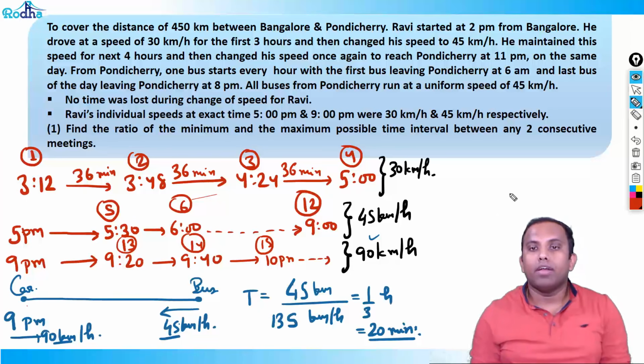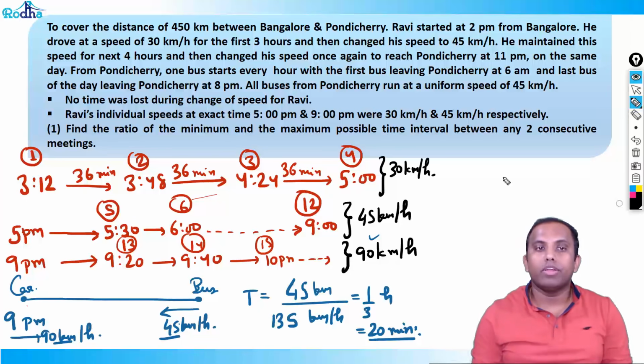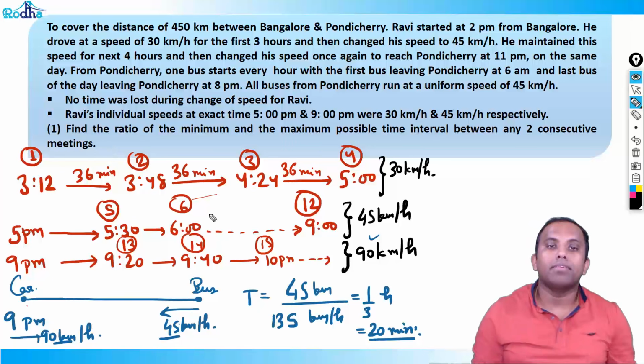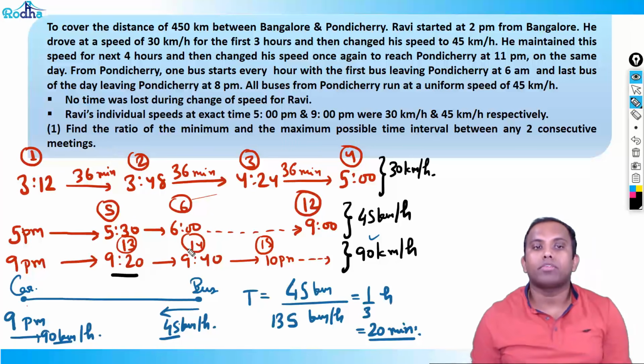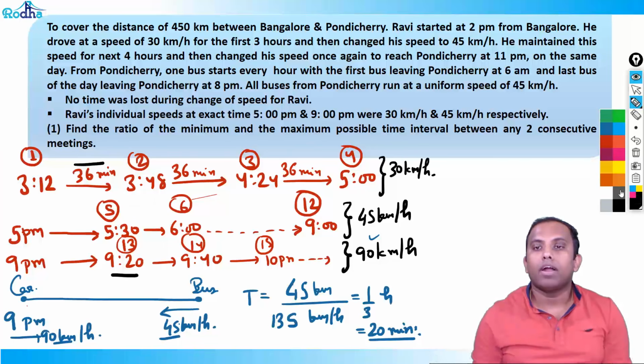Now the answer for question 1: find the ratio of the minimum time and the maximum possible time interval between any two consecutive meetings. Where is the minimum gap? The minimum time interval is 20 minutes, when my car is fastest. The maximum time interval is 36 minutes, when my car is slowest.